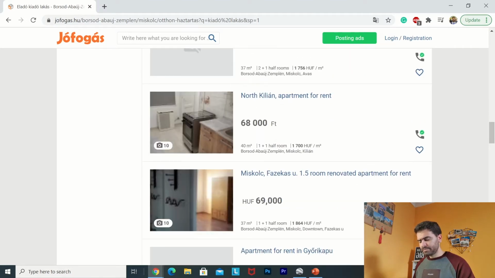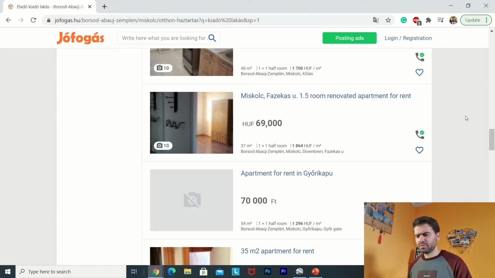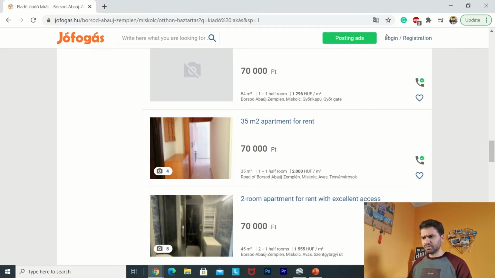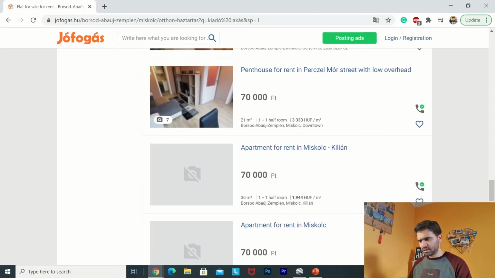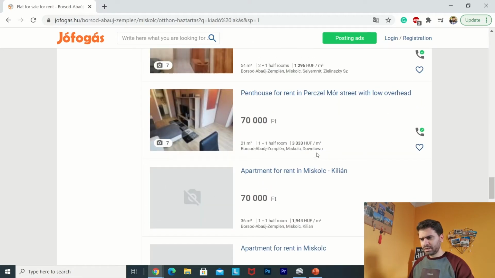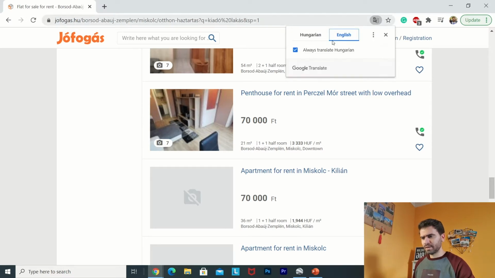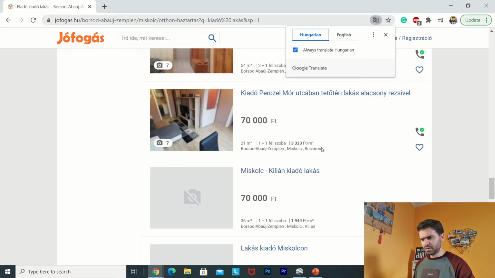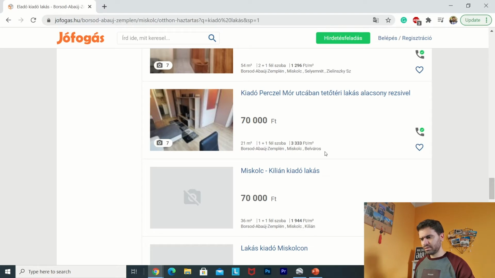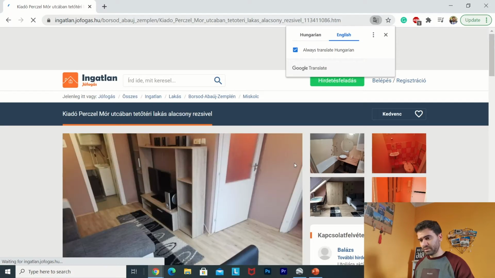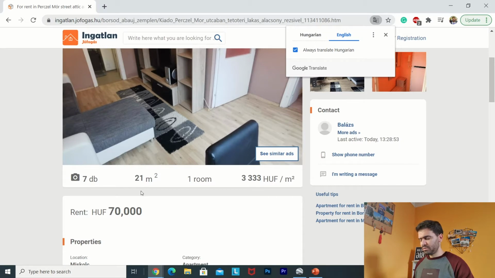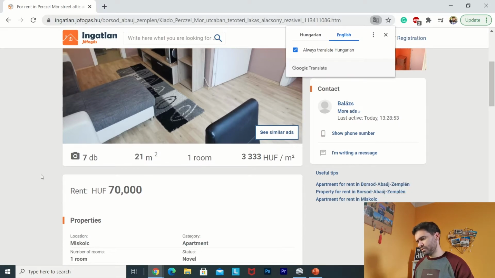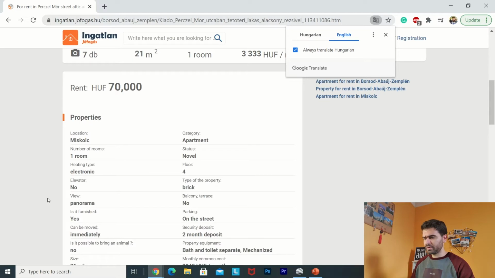When you're searching, of course it will be all in Hungarian, but you can translate it using your Google Chrome. For example, technically here it's written downtown, but in Hungarian, this is the word for downtown. So for example, let's say we want to open this one. You can see the pictures. It's 21 square meters, which is one room, which is small, but it's good for one person.